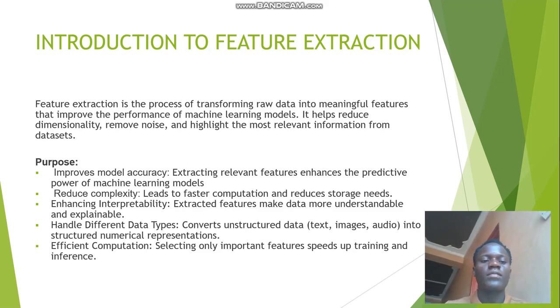The purposes: we have improved model accuracy, that is, extracting relevant features enhances the predictive power of machine learning models. Take an example in image classification, where extracting edge features helps the model detect shapes better. Another one is reduced complexity or dimensionality. This leads to faster computation and reduces storage needs. For example, using principal component analysis, or PCA, to transform high-dimensional images into low-dimensional space.